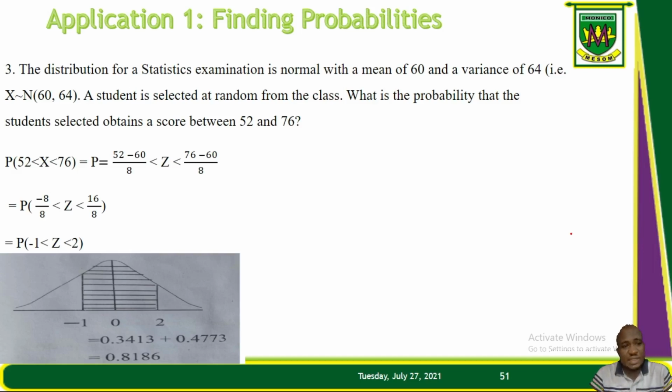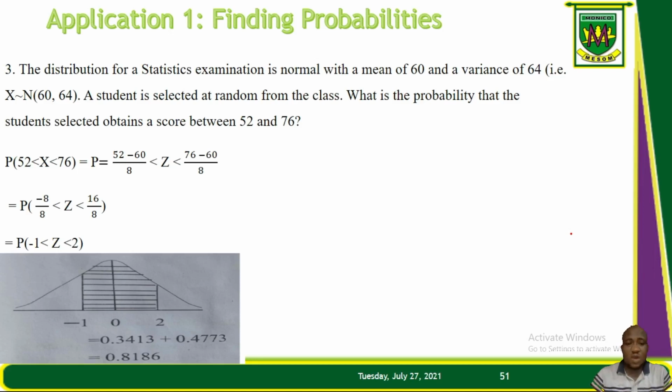The third example is the distribution for a statistics examination is normal with a mean of 60 and a variance of 64. Still the same values. But here the only difference is that a student is selected at random from the class. And the follow-up question brings the difference. What is the probability that a student selected obtains a score between 52 and 76?